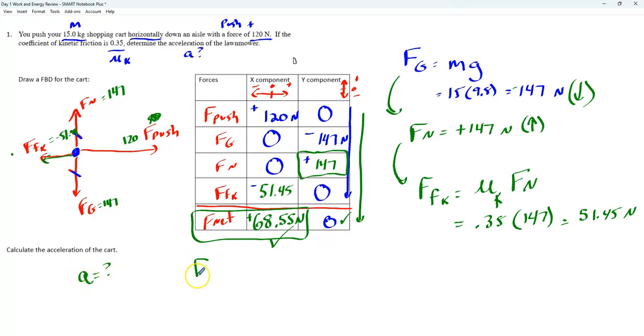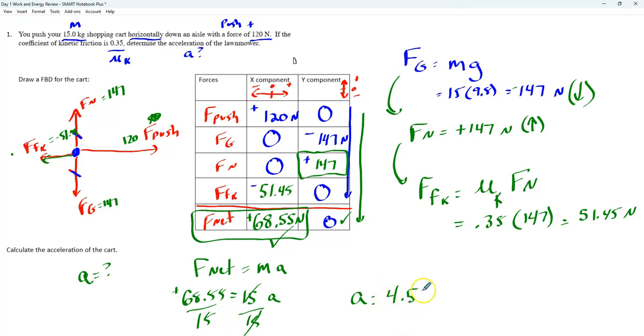To get that, you can use the net force is equal to the mass times the acceleration. So 68.55, which is positive, equals the mass, which we said was 15, times a, and we're going to look for a. You divide by 15 on both sides, and you get an acceleration of 4.57 meters per second squared. It's going to the right because it's positive and it's in the x direction.